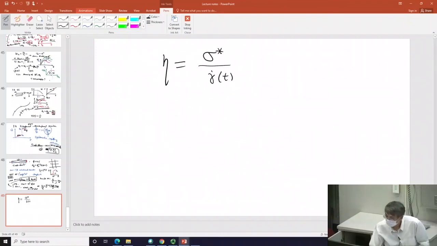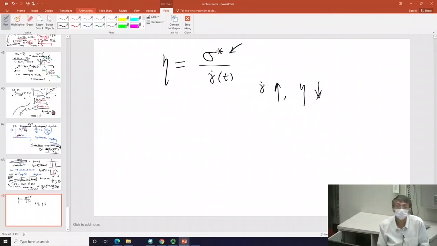This is our experiment. We fix our stress. We watch, we find our shear rate is climbing up, therefore your viscosity is coming down. Yeah? And coming down from the initial value.